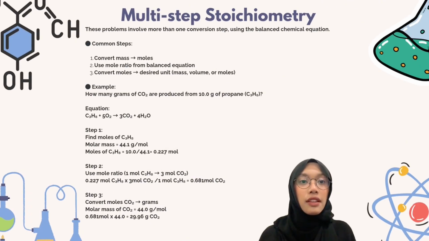Multi-step stoichiometry. Now, let's move on to multi-step calculations. This involves more than one step. Usually, first we convert mass to moles. Then, we use the mole ratio from the balanced chemical equation. And finally, we convert to the desired unit, such as grams or liters. For example, if we want to know how much carbon dioxide is produced from burning propane, we first find the moles of propane. Second, use the ratio from the equation, then convert moles of carbon dioxide to grams.